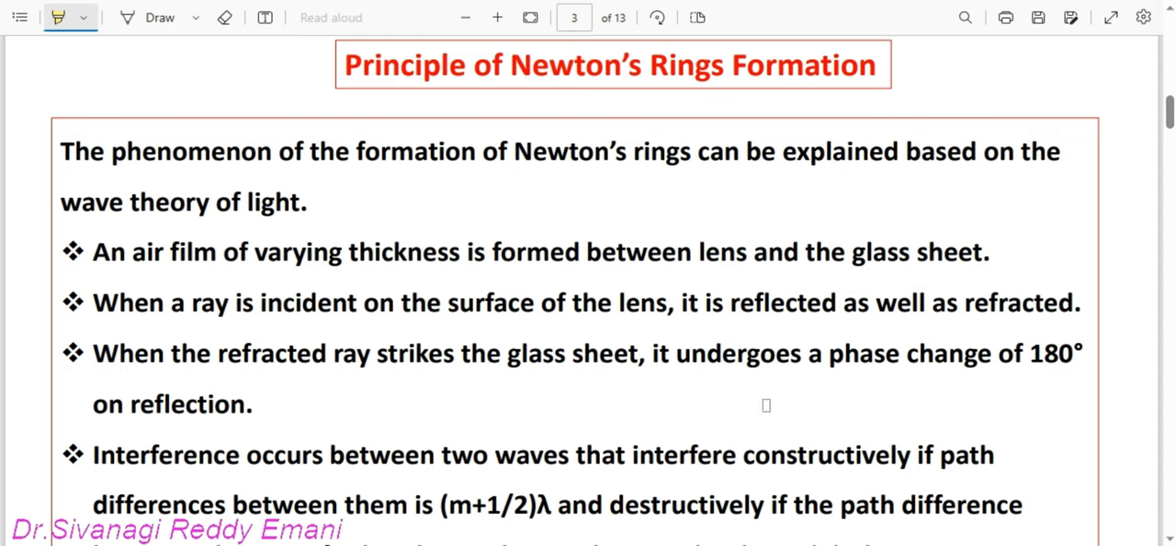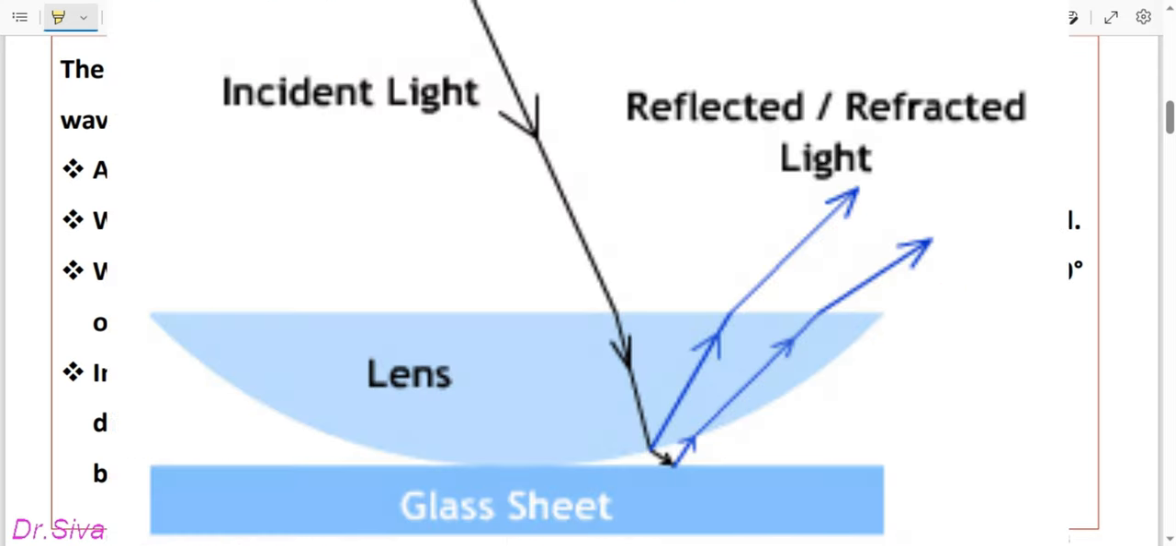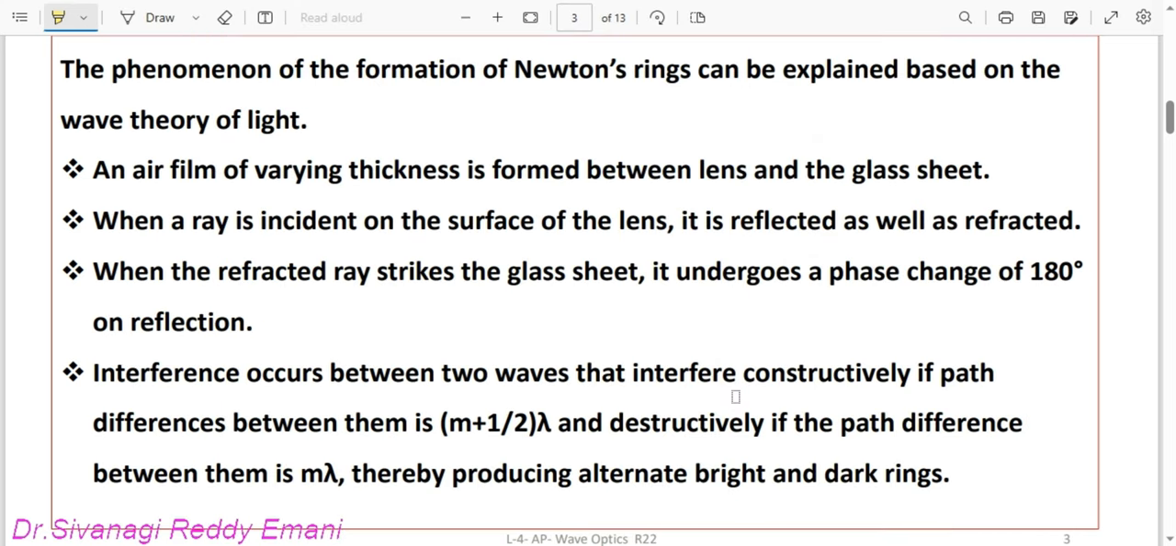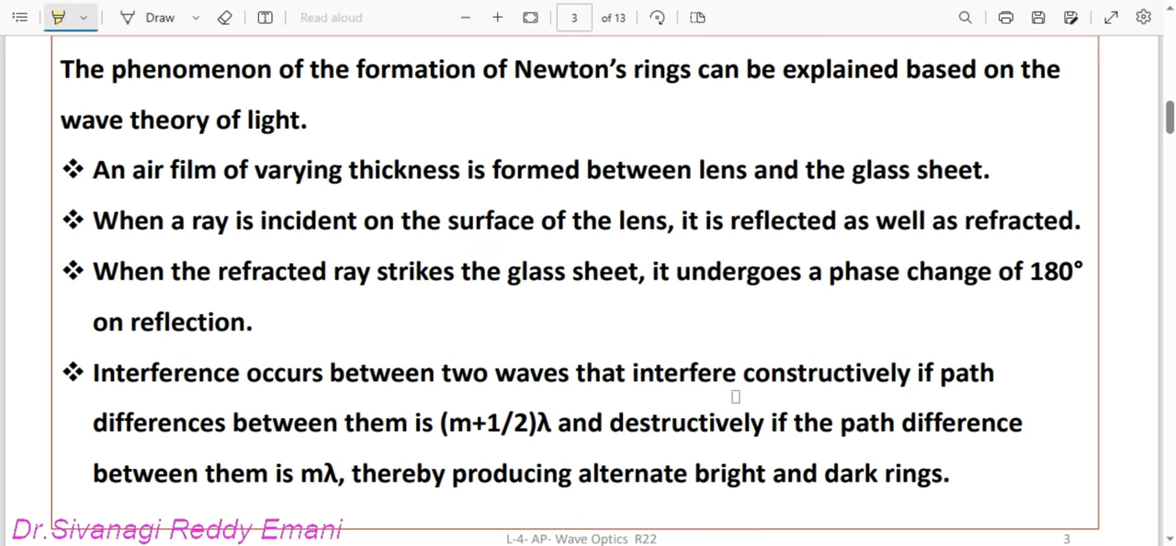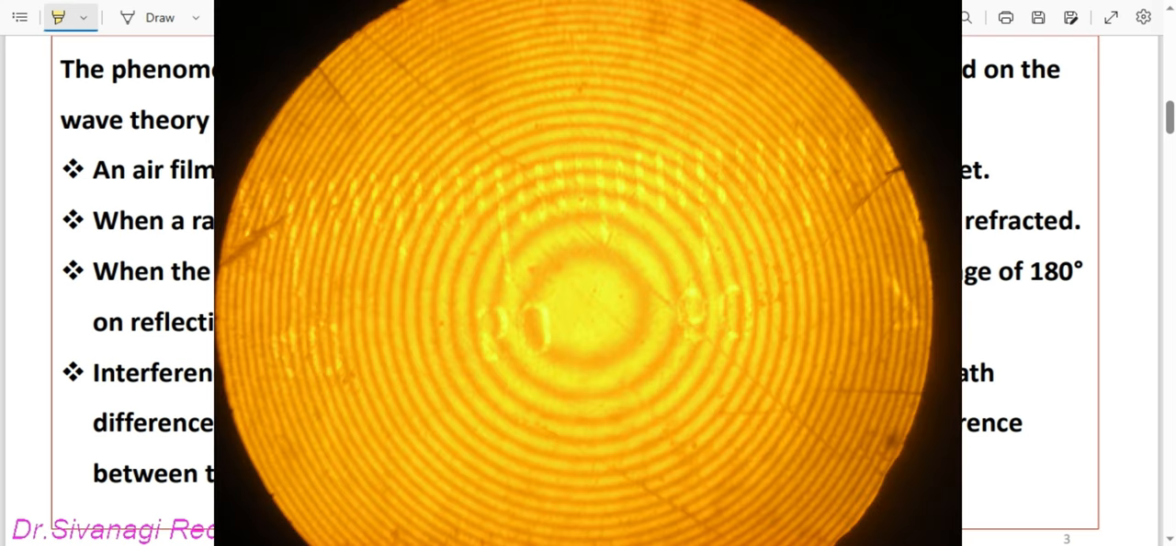An air film of varying thickness is formed between the lens and the glass sheet. When a ray is incident on the surface of the lens, it is reflected as well as refracted. The refracted ray strikes the glass sheet and undergoes a phase change of 180 degrees on reflection. So the interference occurs between two waves, which interfere constructively if the path difference between them is (m plus half) lambda, and destructively if it is m lambda. Alternately, bright and dark rings will form.